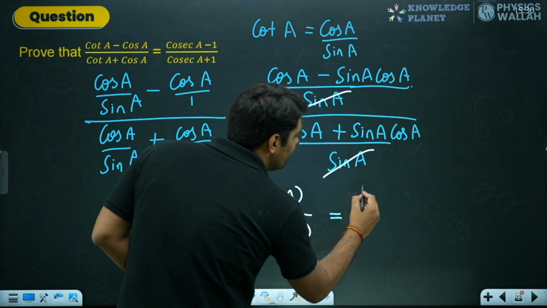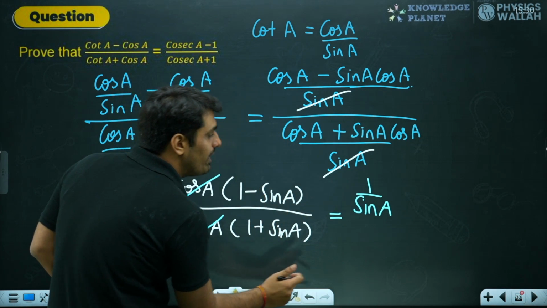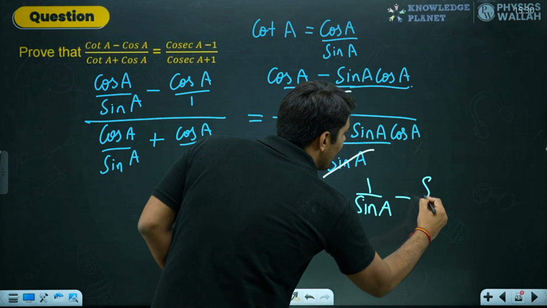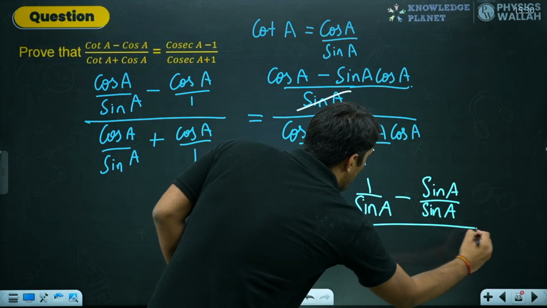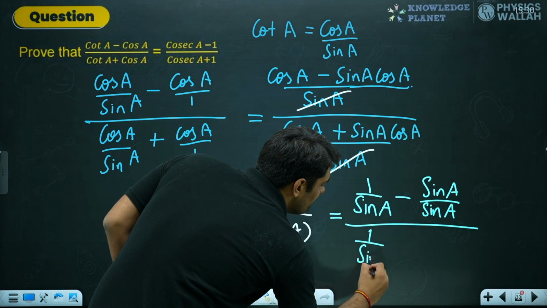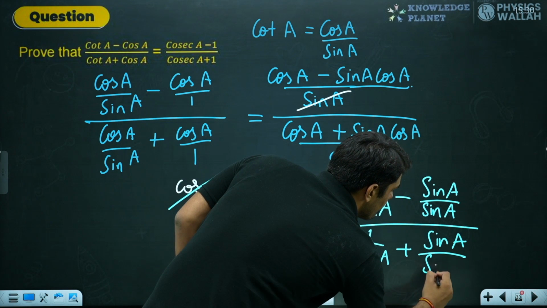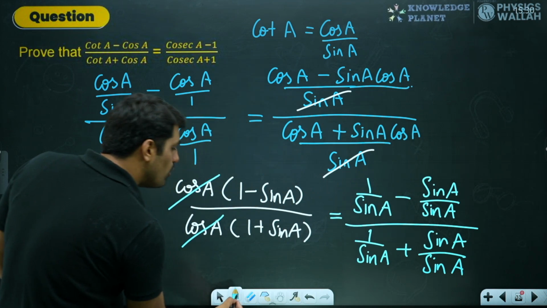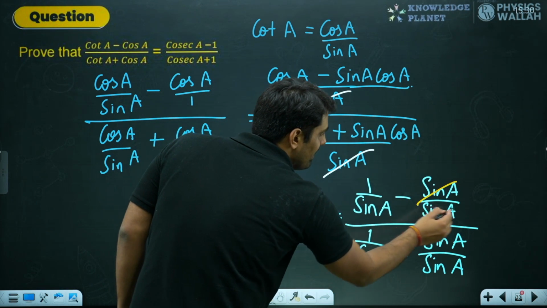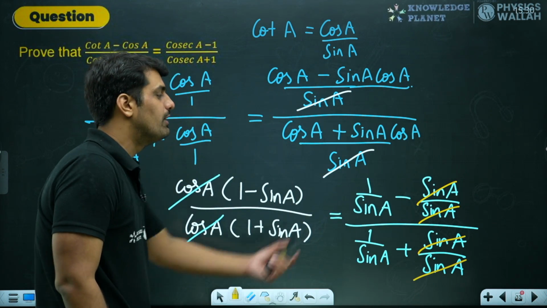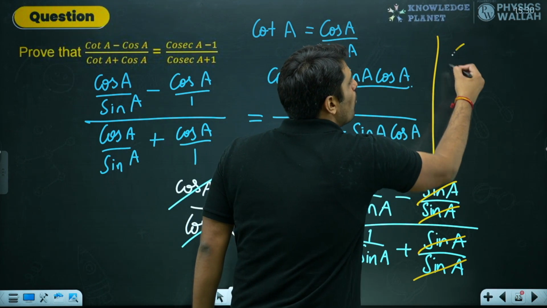So dividing by sine A, this will become 1 upon sine of A. Sine of A divided by sine of A, whole upon the same thing but with a positive sign, sine of A upon sine of A. In this case, you can easily observe some things can be very easily cancelled. Sine of A, sine of A, sine of A, sine of A. What are we left with? 1 upon sine of A, 1 upon sine A. 1 upon sine A is what? 1 upon sine A is cosec of A.